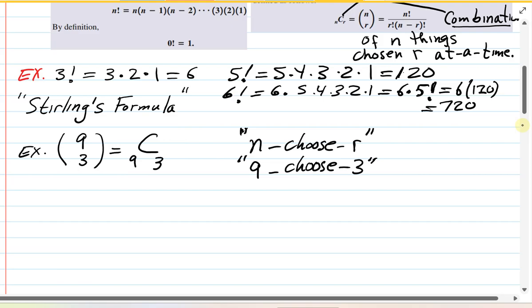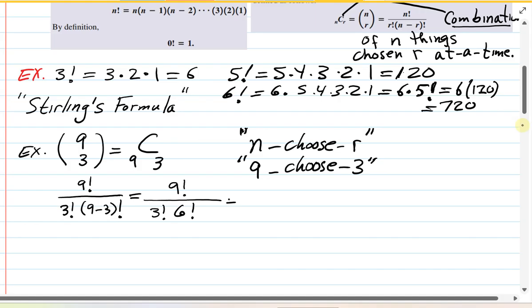Let me do this and then I'll write what I just said. This is totally away from binomial coefficient, but there's commonality there. So let's write this thing out. According to the formula, 9 factorial, the denominator is going to be 3 factorial, 9 minus 3 factorial. Okay, so here's the top, 9 factorial. In the denominator, 3 factorial. Then we do parentheses, 9 minus 3 is 6 factorial.